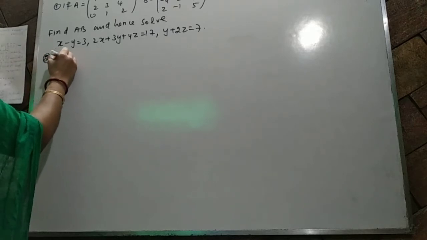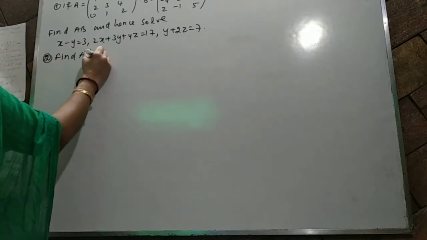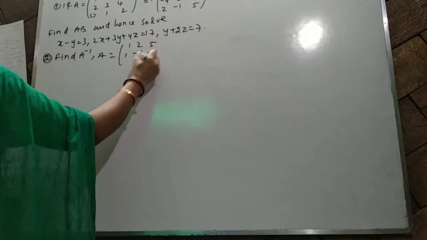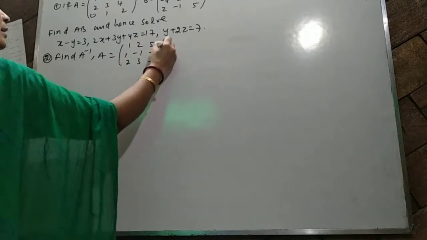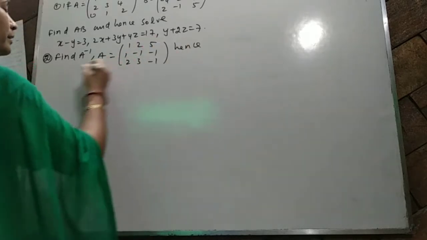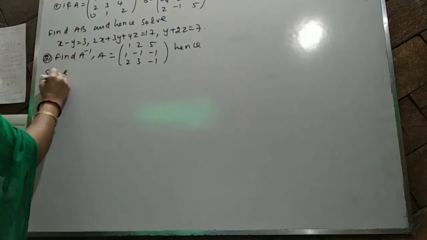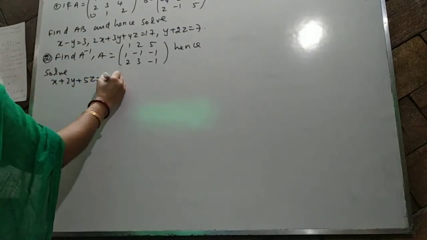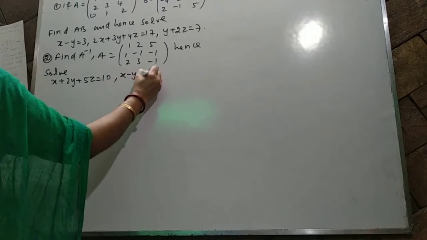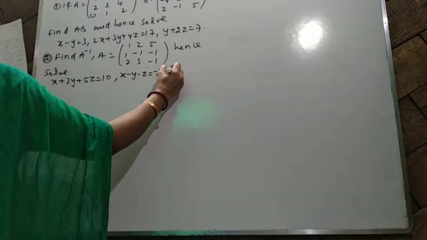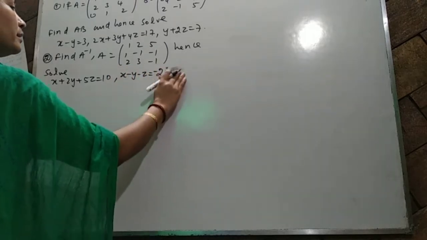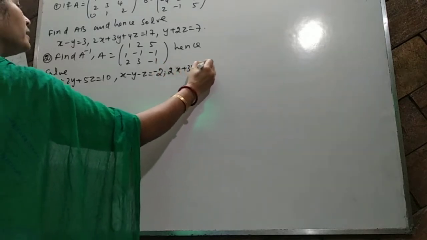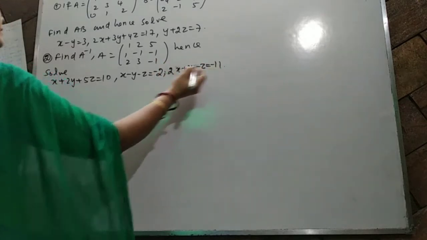Now find A inverse where A equals the matrix [1, 2, 5; 1, -1, -1; 2, 3, -1]. Hence solve the equations given: x + 2y + 5z = 10, x - y - z = -2, and 2x + 3y - z = -11.